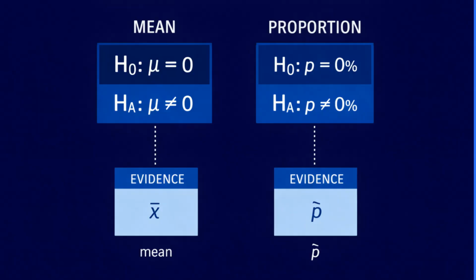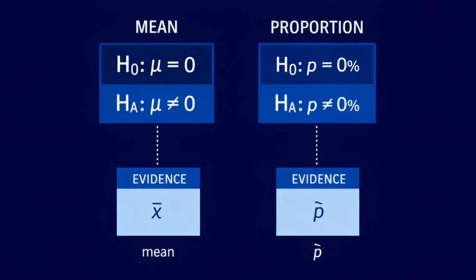When testing a mean, the null hypothesis states that the population mean equals a specific value. When testing a proportion, the null hypothesis states that the population proportion equals a specific value. Hypotheses are always written about population parameters, never about sample statistics. The sample mean and sample proportion are evidence. The null and alternative hypotheses describe the population.